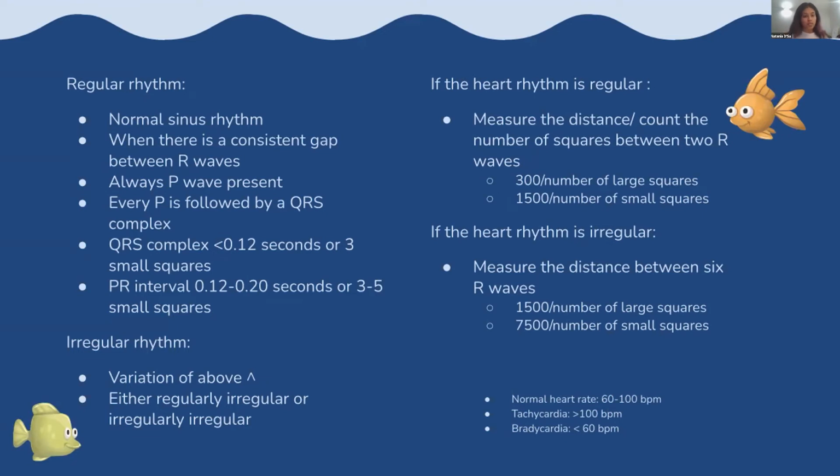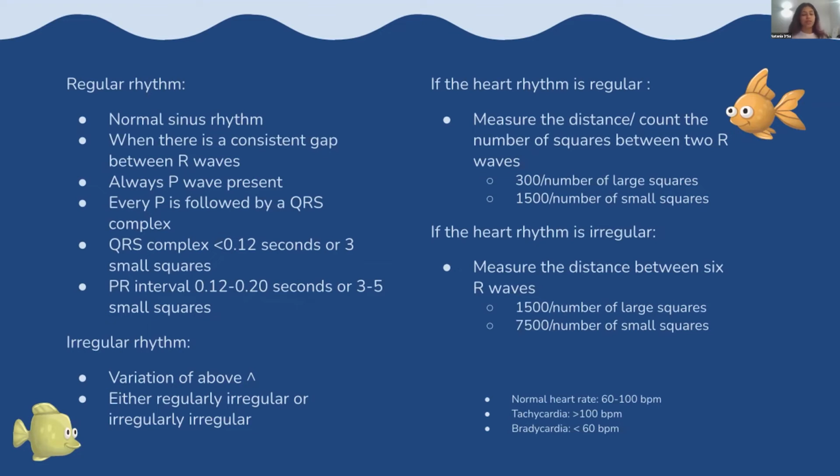And when the rhythm is regular, you just need 1, 2, and then you know that that pattern's going to keep repeating. So if you're counting the number of large squares, you divide 300 by that number. And if you're counting the number of small squares, you're dividing 1500 by that number.